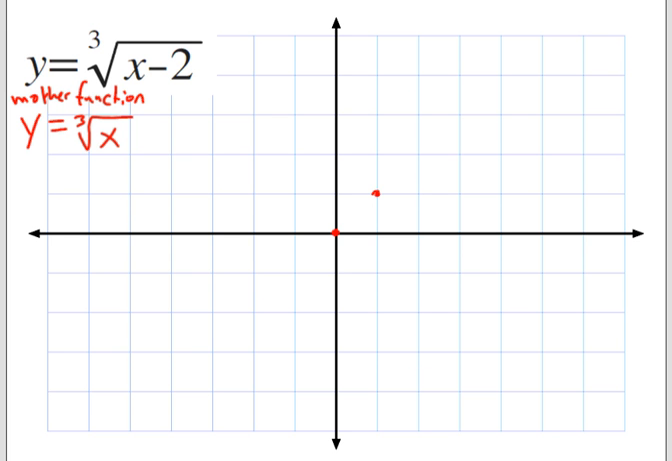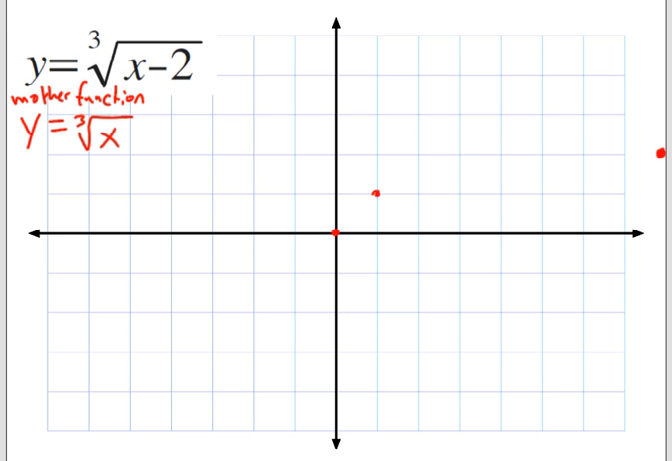The cube root of 2 I can't do, or 3, or 4, or 5, or 6, or 7, but I can do the cube root of 8. The cube root of 8 would be 2. So that's kind of way off of our graph, somewhere way off out over here.